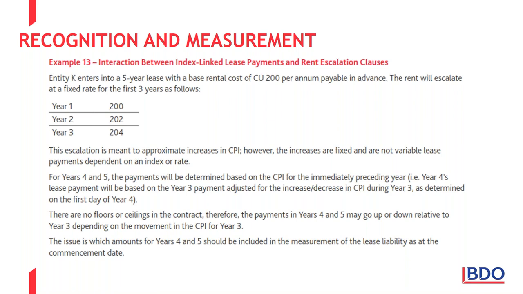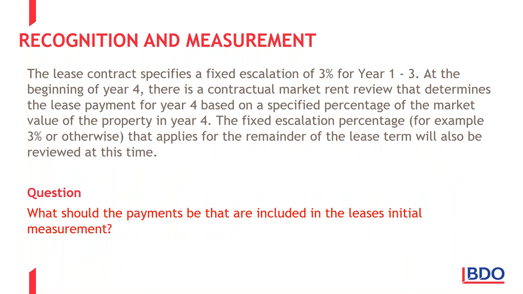And then because the CPI in year four and year five are linked on the payment in year three, we don't know what that is yet. The amounts included in our calculation for year four and year five would be 204 and 204. So that's one scenario, one example, which is really important, and it's all around index-linked payments. Now, we can change this slightly differently, and it's important to look at the exact details of these agreements.